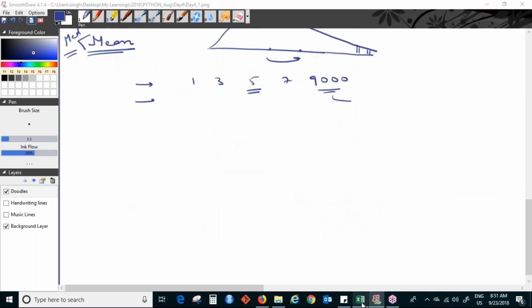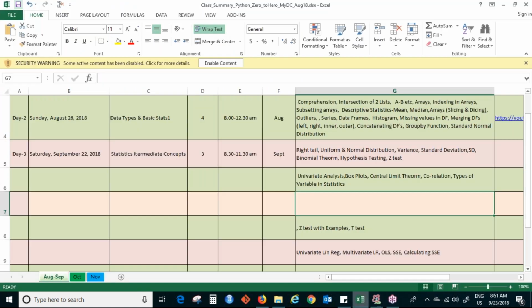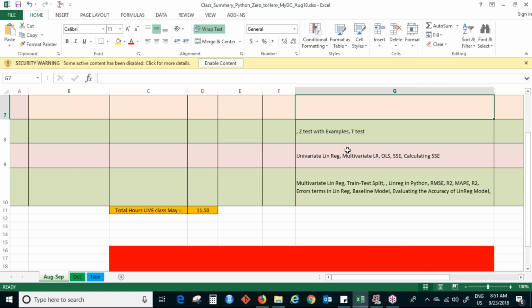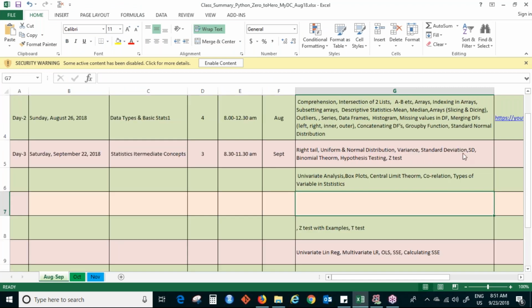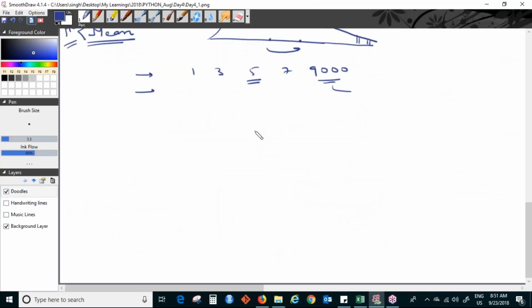Okay, what else did we cover yesterday? We covered uniform and normal distribution, and we covered the z-test also. The next concept we covered was standard deviation and variance.